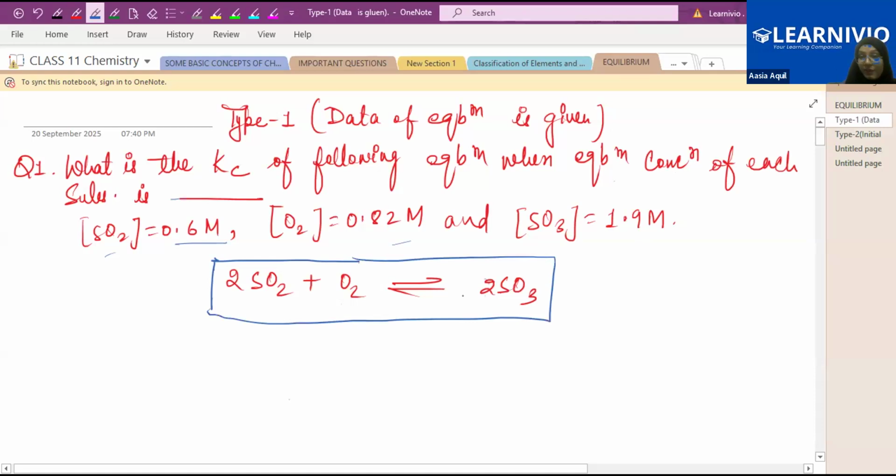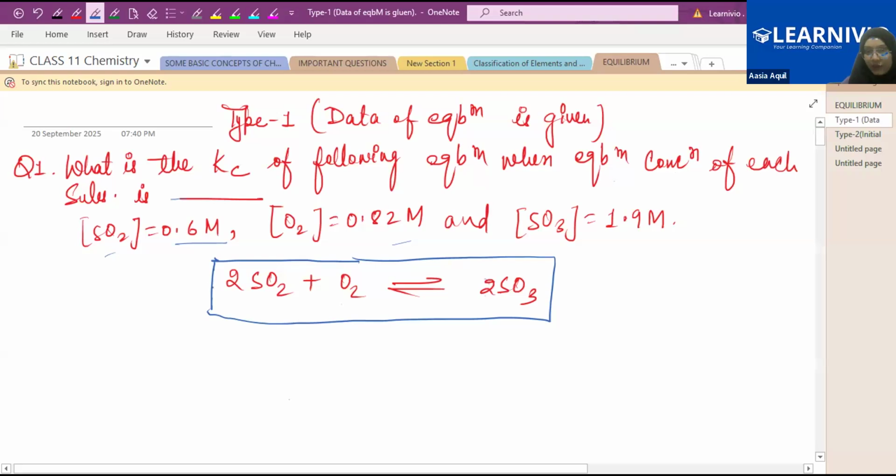Just remember the reaction should be balanced. If they don't give you a balanced chemical equation, just check it once in your exam and balance the chemical equation before doing the numerical problem. So here the concentrations are given, and we have been asked for the constant Kc. We have to calculate the Kc.